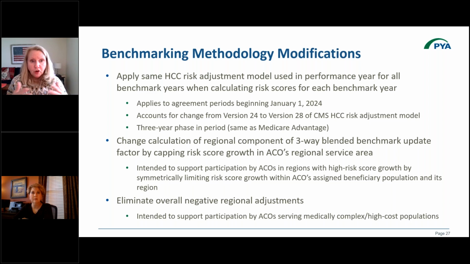Thus, we're encouraging more participation by ACOs in regions with high risk score growth by symmetrically linking the two. So that is intended to address that issue, as is also the elimination of the overall negative regional adjustments, again, going forward now in 2024.